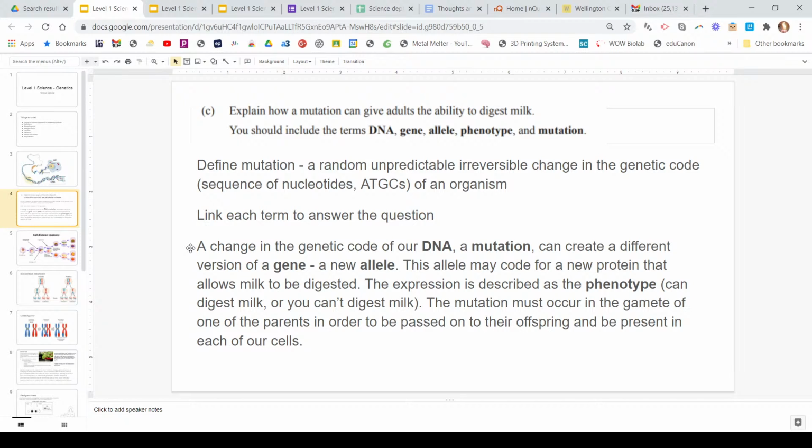But that change in the gene, that mutation, creating a new allele, changed the phenotype, so what was actually expressed for those humans. That meant that beyond the age of 3, those humans with that mutation could digest lactose, the sugar that's in milk. And in order for that mutation to be passed on to the subsequent generation, the mutation has got to happen in the gamete, the sex cell of one of the parents, in order to be passed on to their offspring, or in the cell that forms the gamete.